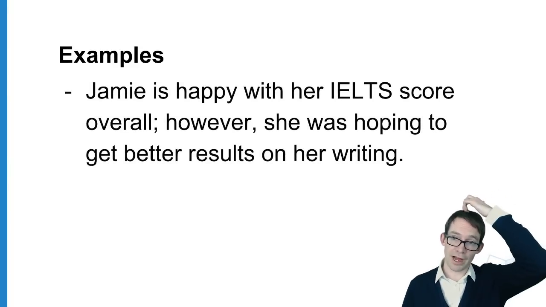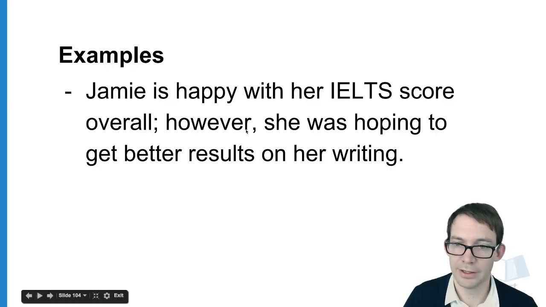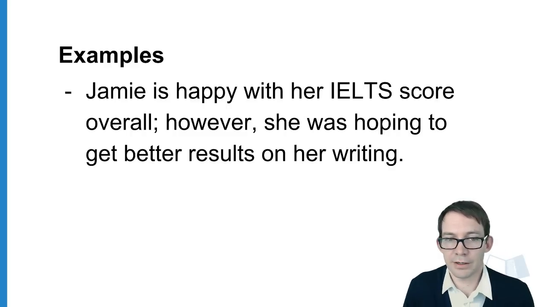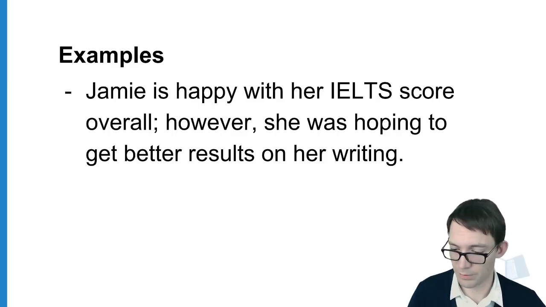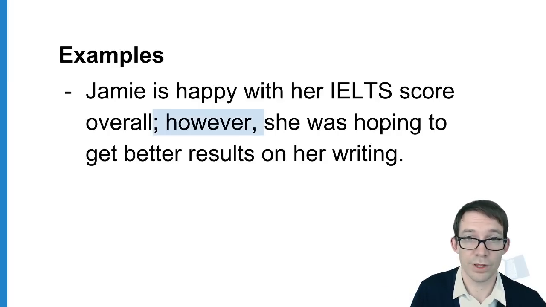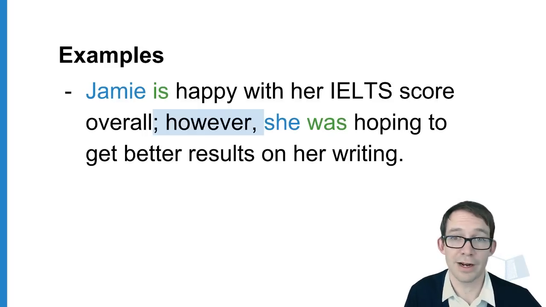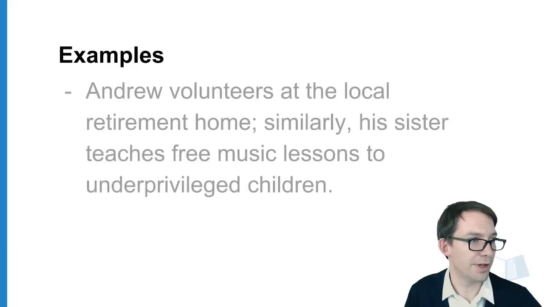Jamie is happy with her IELTS score overall; however, comma, she was hoping to get better results on her writing. Okay, so again, really good independent clause. You're putting two simple sentences together to make one smooth compound sentence with however, like that. Here you've got Jamie is, the subject and verb there, and it's grammatically correct.